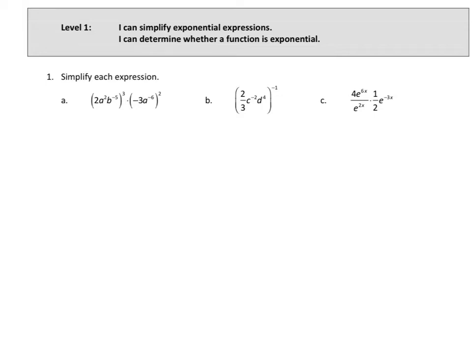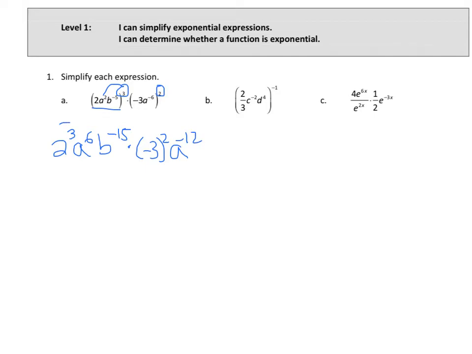So in this first one, I would first raise everything inside the first set of parentheses to the third power. So I would get 2 to the third power, and when we raise a power to another power, we multiply exponents. So that would be a to the 6th, b to the negative 15th. And then I'm going to do the same thing with my second set of parentheses. Everything inside is going to be raised to the second power. So we get negative 3 to the second power, a to the, multiply the exponents, negative 12th.